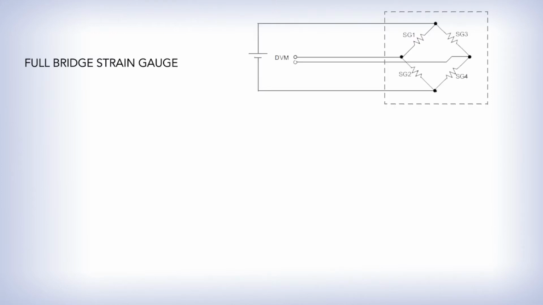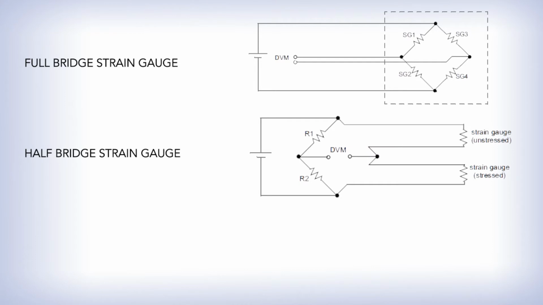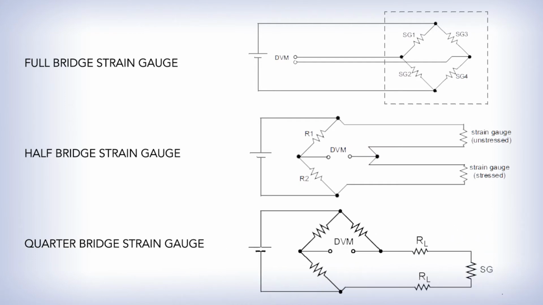There are 3 bridge types of strain gauges: full bridge, half bridge, and quarter bridge. As you can see, the full bridge needs only an excitation voltage, while the half bridge and quarter bridge need resistors to complete the Wheatstone bridge.